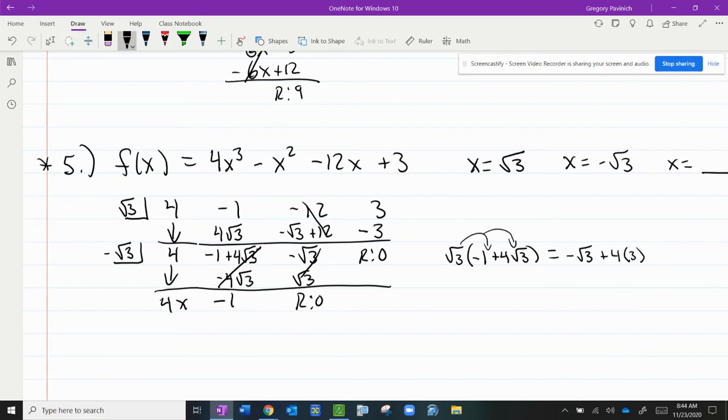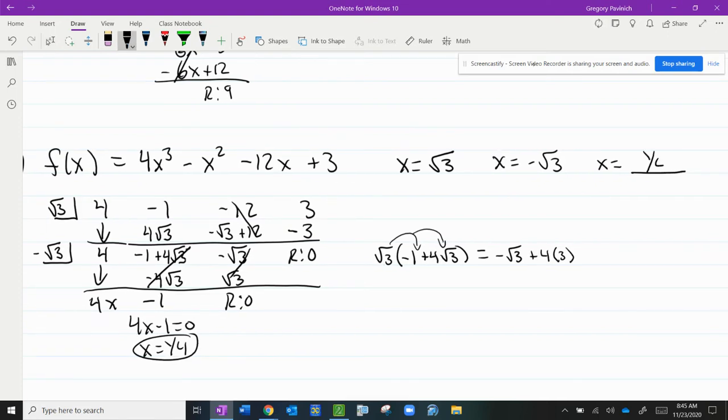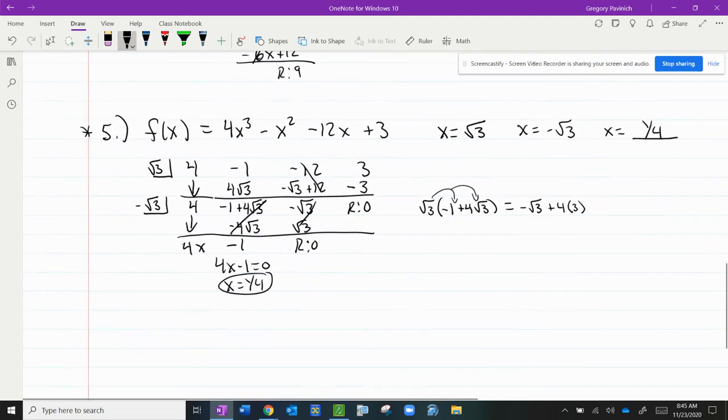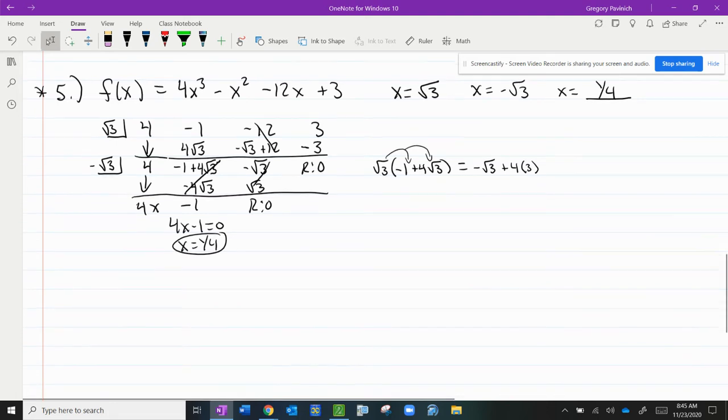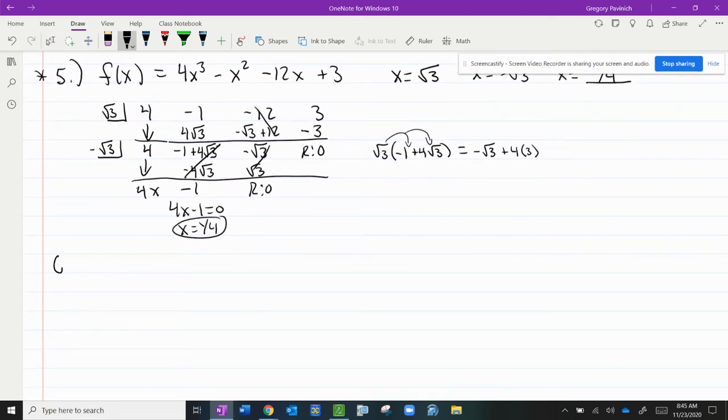There's my linear term. So I have 4x minus 1 equals 0. If I want to find that x-intercept, I get x is equal to a quarter. And then there are my 3 zeros, 3 x-intercepts. Good. Next problem is number 6. And for number 6, we're going to look at multiple different ways.